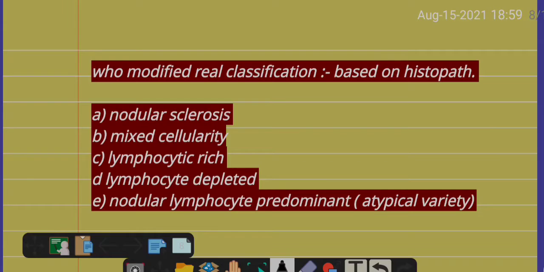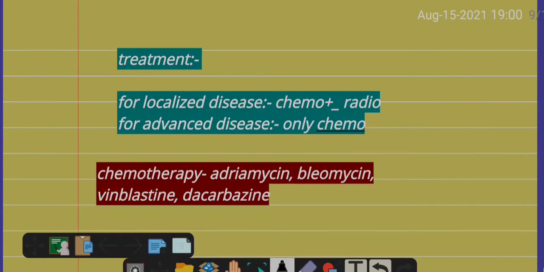Nodular sclerosis is the most common globally and it has lacunar cells. Mixed cellularity is the most common in India, and it has classical Reed-Sternberg cells present. Both nodular sclerosis and mixed cellularity constitute 95% of Hodgkin's lymphoma. Lymphocyte depleted has a worse prognosis, and the nodular lymphocyte predominant atypical variety is slow growing, so it has a good prognosis. It has popcorn cells in it, and for treatment we can do radiotherapy and R-CHOP for the nodular lymphocyte predominant variety.